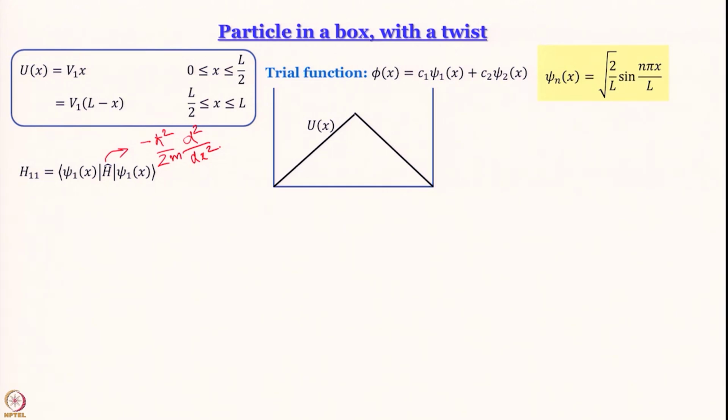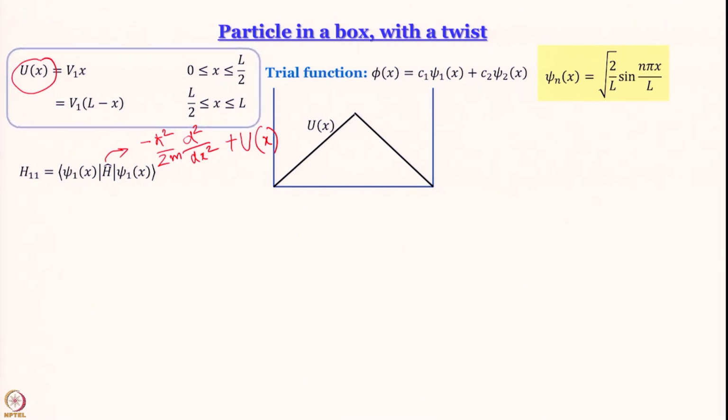In this case, particle in a box with a twist, we have an additional potential energy term which itself changes its expression at x equal to L by 2. So, to write the general expression, I will write that Hamiltonian is minus h cross square by 2m d2 dx2 plus, let me just write u of x. Depending on what x is, we are going to use the appropriate expression for u of x, the potential. So, this is what we will use depending on the value of x.